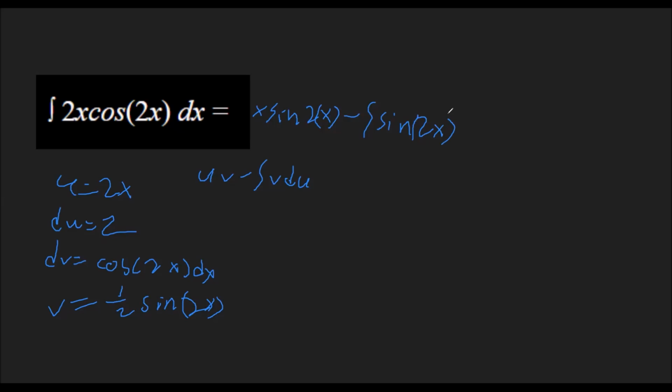Keep in mind, we don't have to put the plus c yet, but let's just solve this. So x sine 2x plus, because the integral of sine is negative cosine. So a negative times a negative is a positive, so this turns to a plus sign, plus 1/2 cosine 2x. And here we do have to put the plus c.